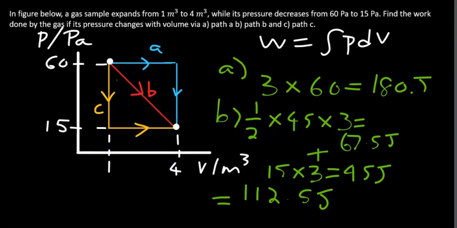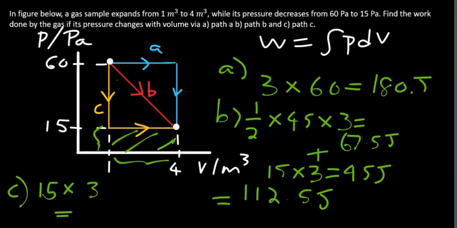Now let's look at path C. It goes like that and like that. So the area under the graph is just this, because the first part of that path is where the volume does not change, so it doesn't contribute to the work. Only the second part contributes. So for part C, this length is 15 pascals, and that length is 3 cubic meters. So you get 45 joules. And that solves the problem.